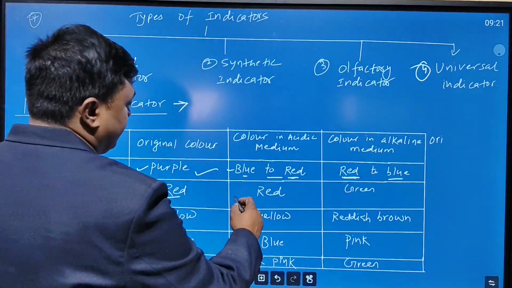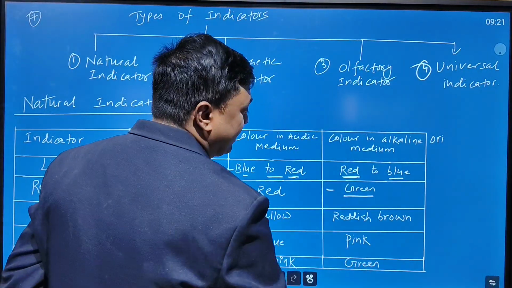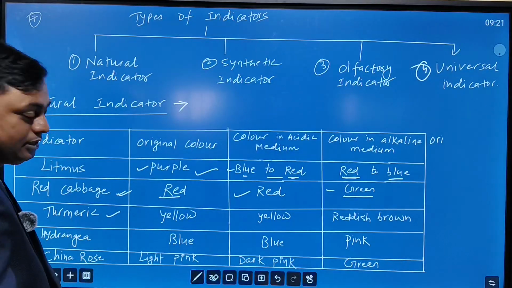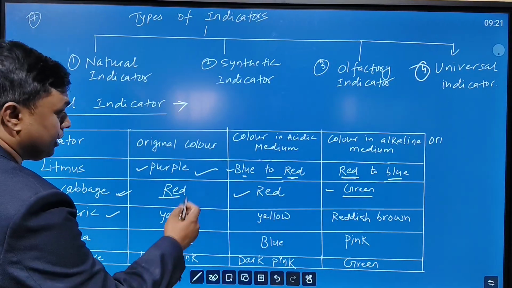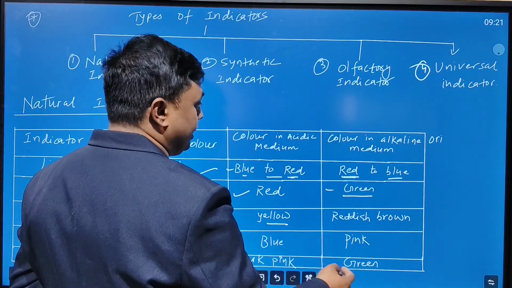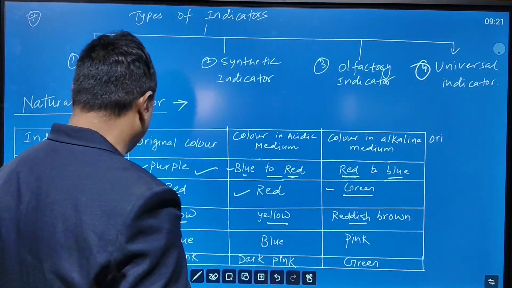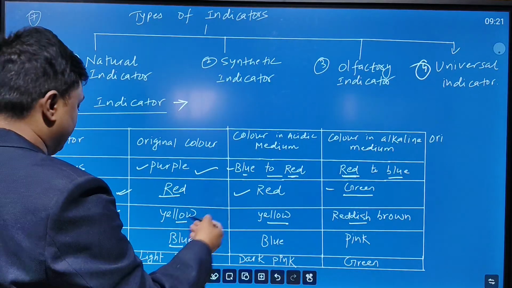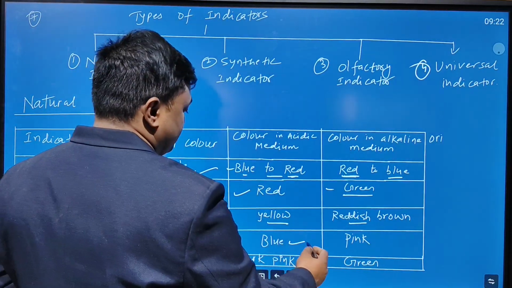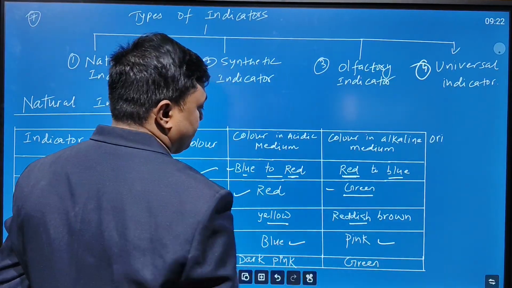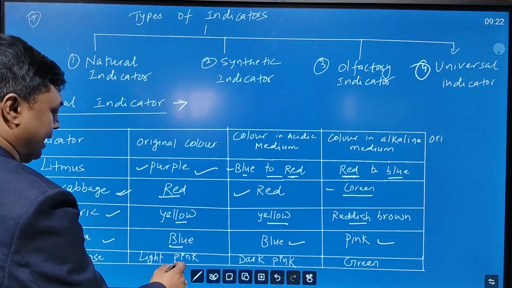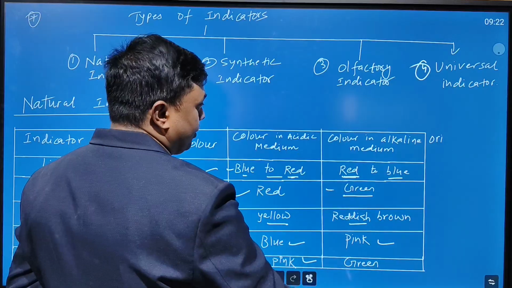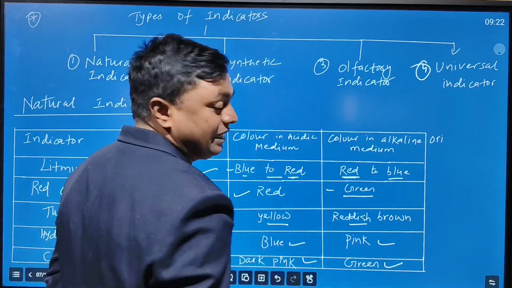Red cabbage: original color is red. In acidic medium, red. In basic medium, it will change to green. Turmeric, that is haldi, is generally yellow. In acidic medium, it will be yellow only. In basic medium, it turns red-brown. Hydrangea flower is blue in color. In acidic medium the color is blue, in basic medium pink. China rose: light pink is the original color. In acidic medium, it changes to dark pink, whereas in alkaline medium, it changes to green.